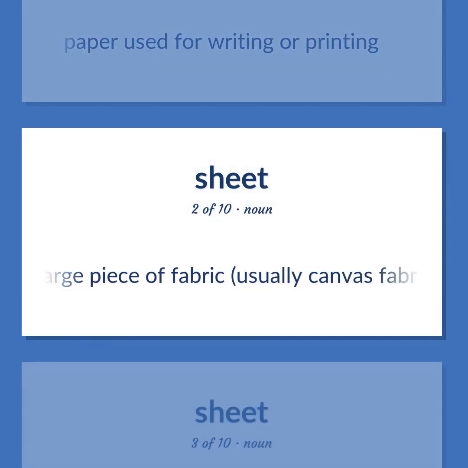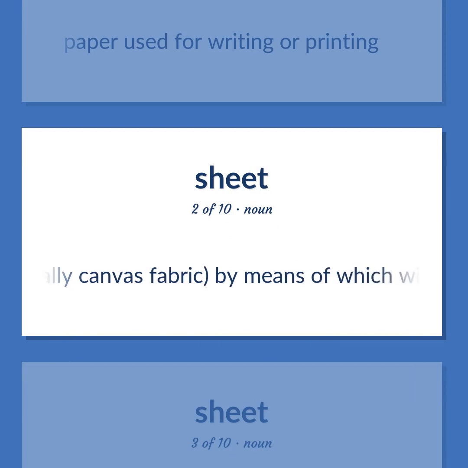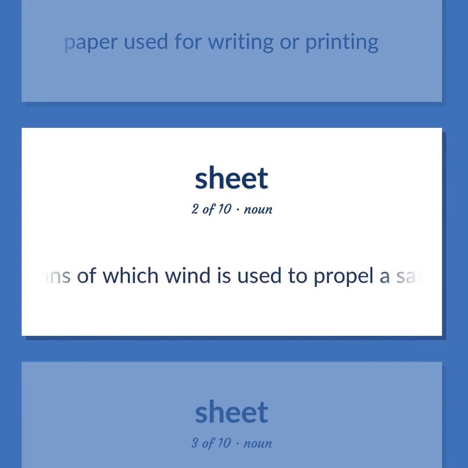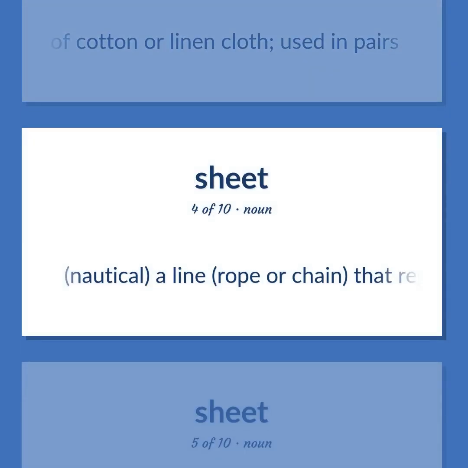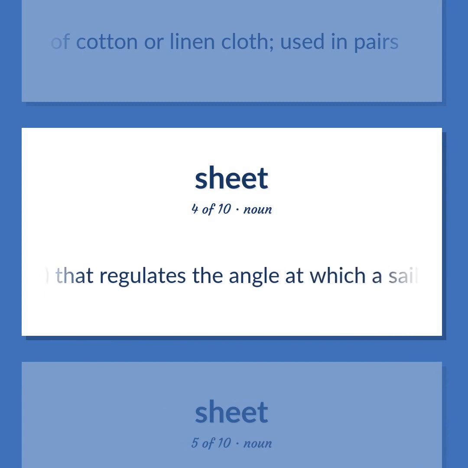A large piece of fabric, usually canvas fabric, by means of which wind is used to propel a sailing vessel. Bed linen consisting of a large rectangular piece of cotton or linen cloth, used in pairs. Nautical. A line, rope or chain, that regulates the angle at which a sail is set in relation to the wind.